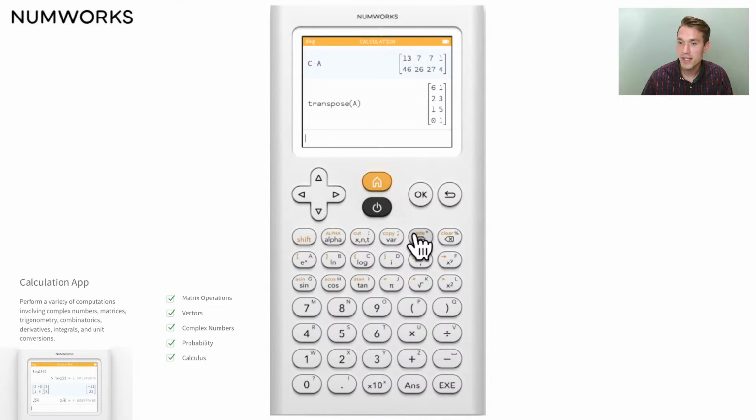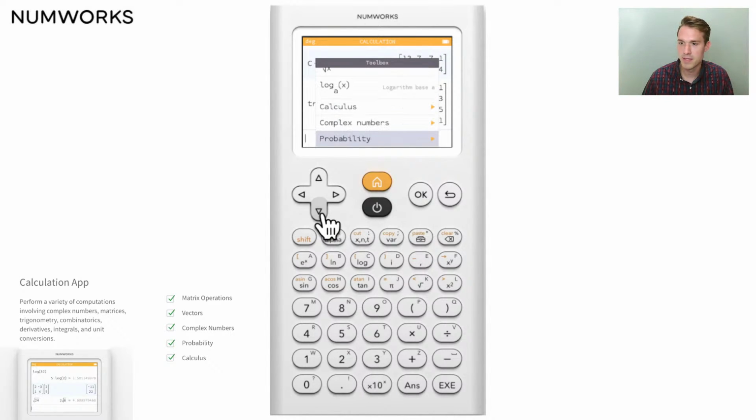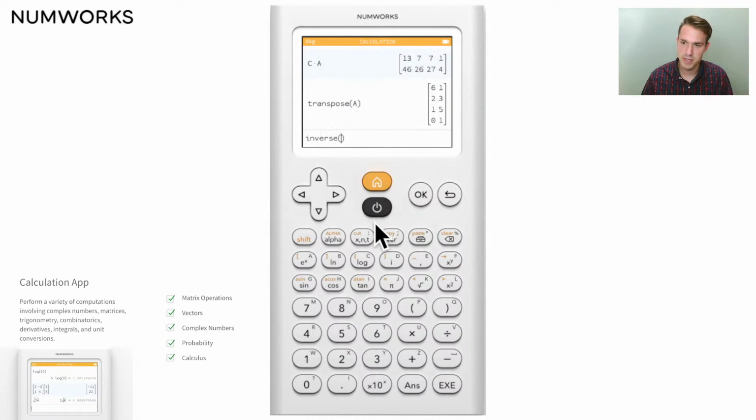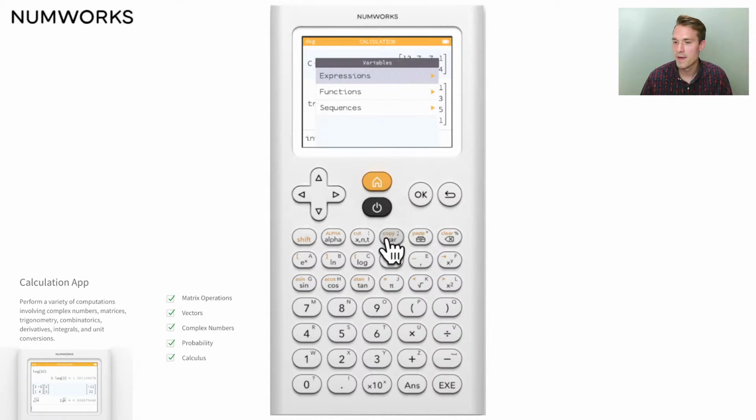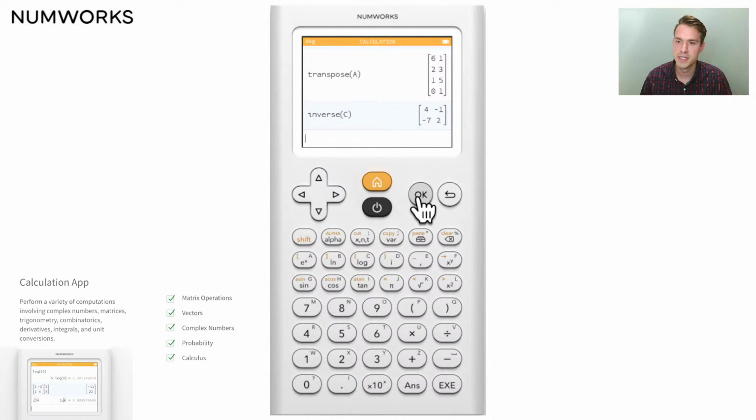We can also find the inverse of a matrix. So go back to the toolbox. Let's head down to matrices and vectors. And this time, I'm going to go into the matrix submenu where I can see several other operations here. So let's find the inverse of matrix C. I can type it directly or from my variables key, my expressions, we see that C is also there now. So there is inverse of C.